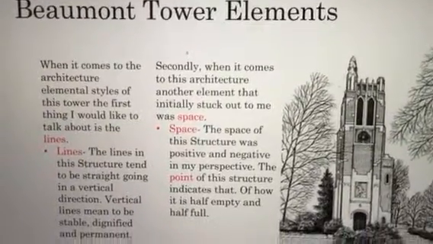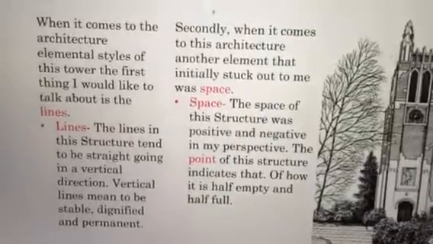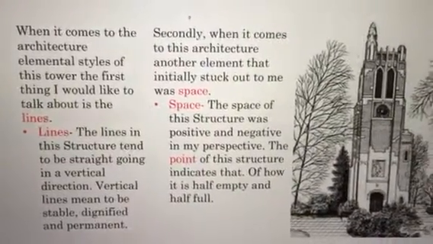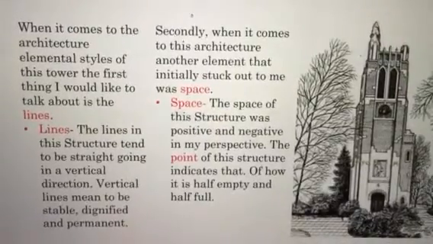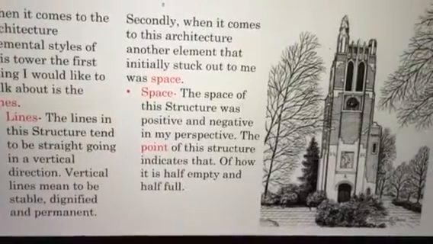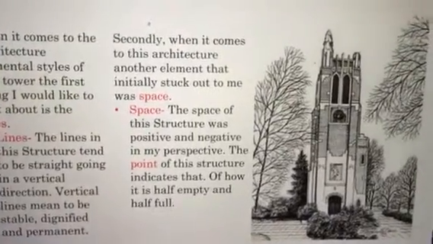The Beaumont Tower elements. When it comes to architecture, the elemental styles of this tower, the first thing I would like to talk about is the lines. The lines in this structure tend to be straight, going in a vertical direction. Vertical lines mean to be stable, dignified, and permanent.